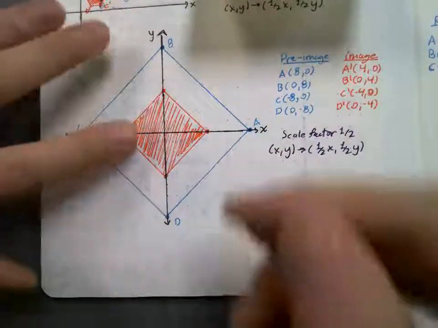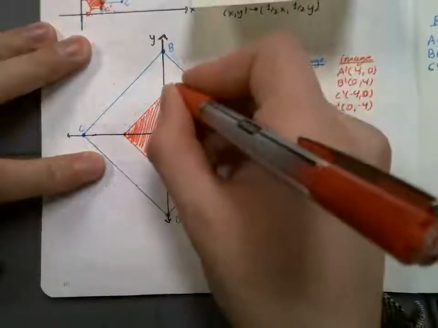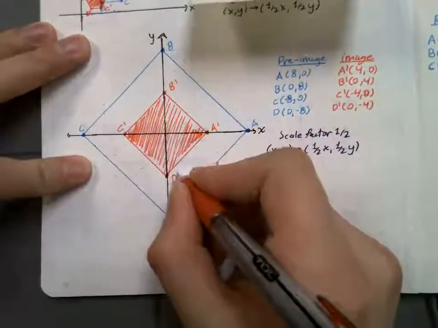Okay? So, of course, let me just label these up. A prime, B prime, C prime, and D prime.